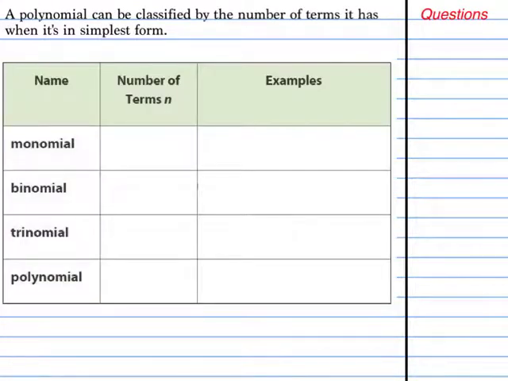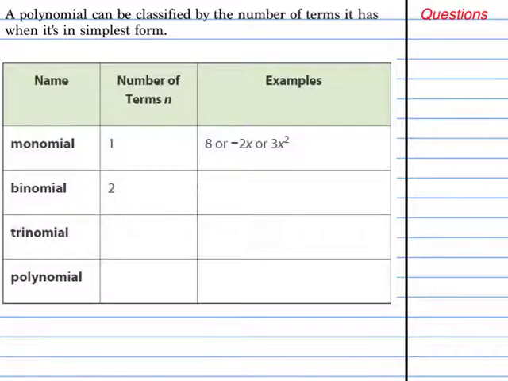So now we want to talk about how a polynomial can be classified by the number of terms it has when it's in simplest form. And we're going to talk about 4 specific: we have monomial, binomial, trinomial, and polynomial. Now, a monomial means one term, hence mono. And here's several examples. We could have 8, negative 2x, 3x squared. Means one term by itself.